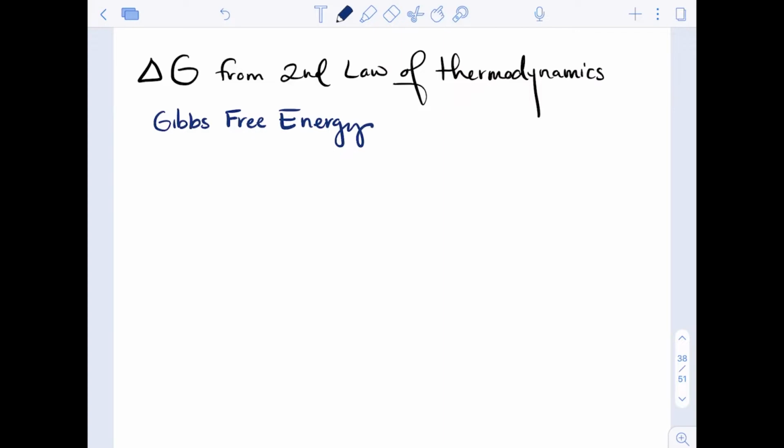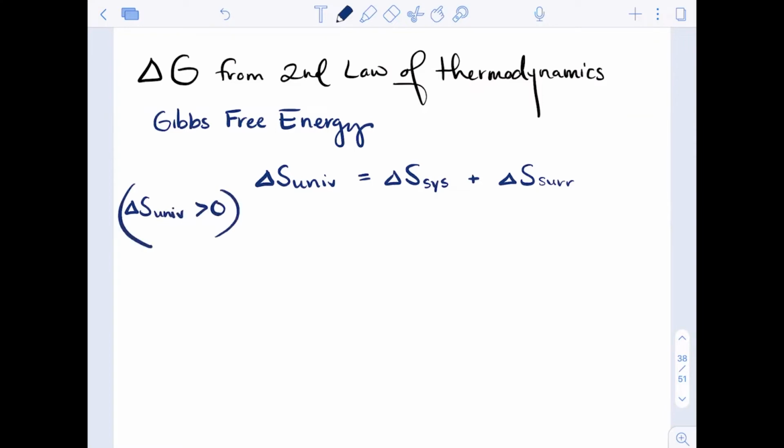We know from the second law of thermodynamics that delta S of the universe is equal to the delta S of the system plus the delta S of the surroundings. And that overall, for a spontaneous process, delta S, I'm going to write this on the side, for the universe has to be greater than 0. Just don't forget that, okay?